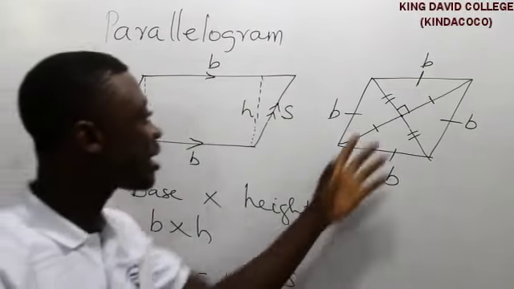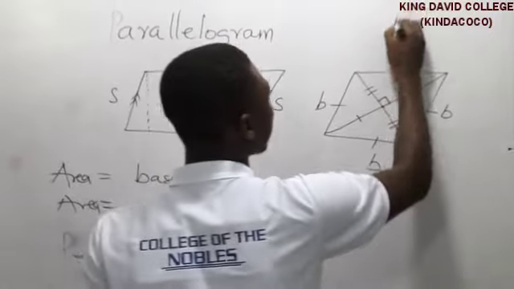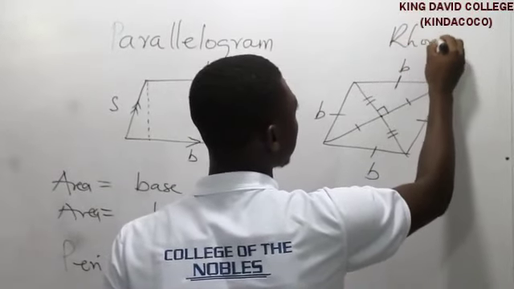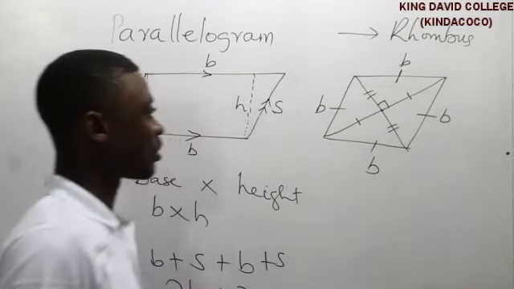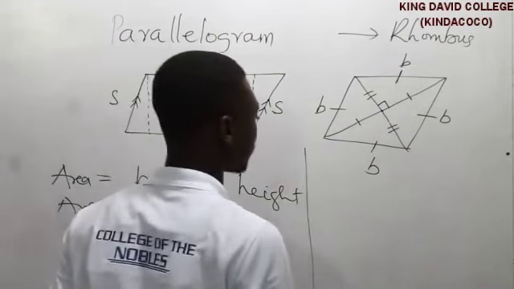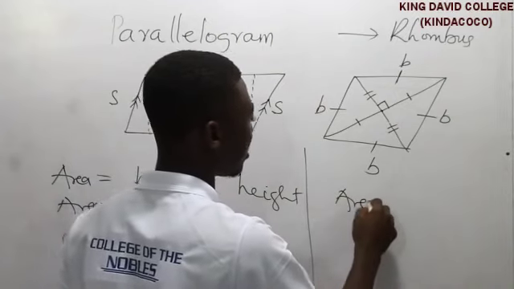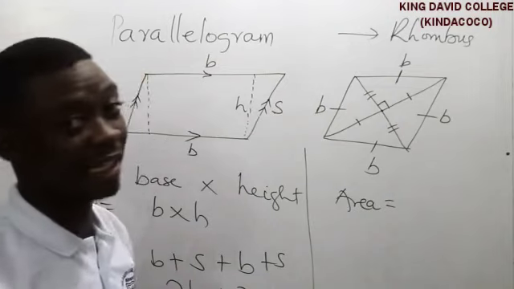Right. So when you want to find the area of a rhombus, we call this a rhombus. It's an extension of another rhombus. So we call this a rhombus. Then the area of this one is just the product of the diagonals.